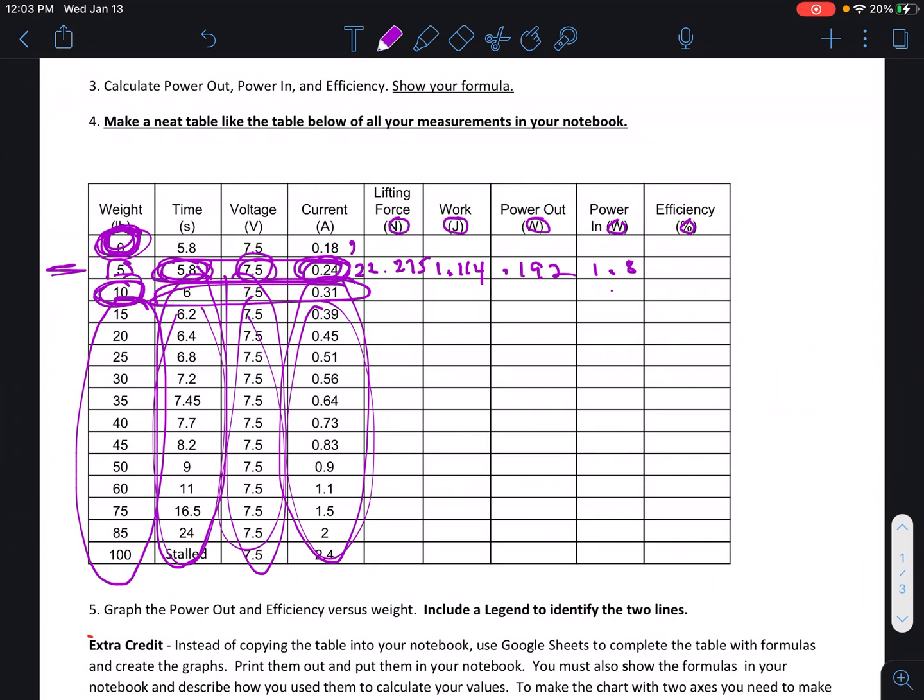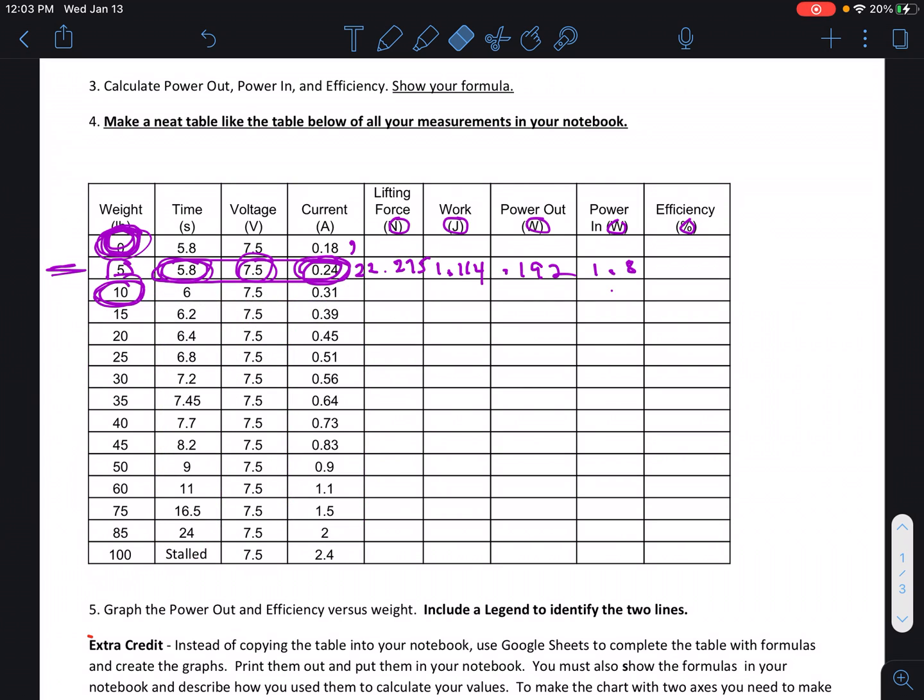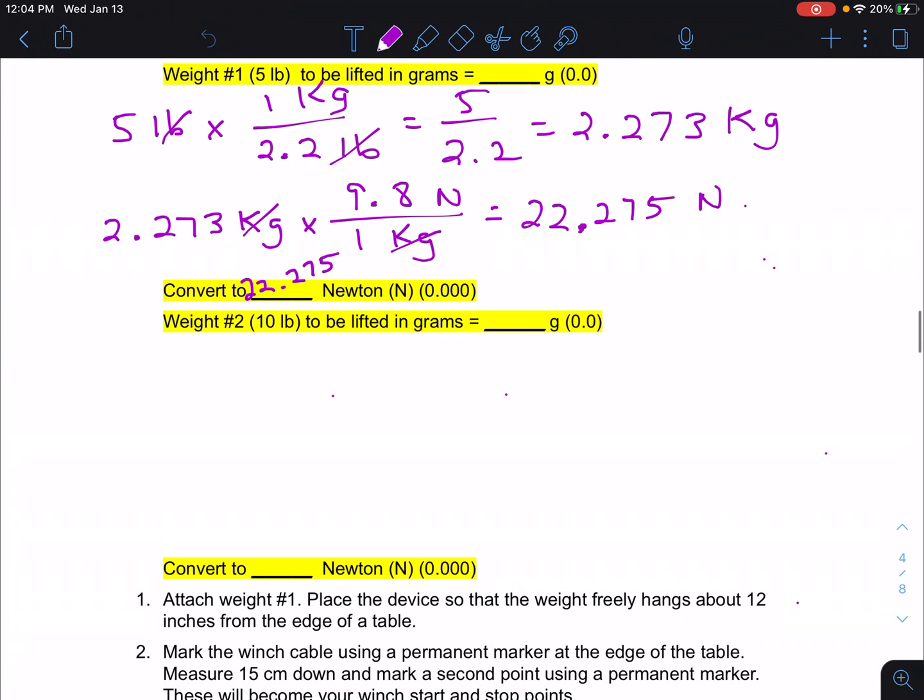These other rows that I already have circled, use all this information to do your calculations. For the 10 pound mass, we've got this information right here. It took 6 seconds. It was 7.5 volts, and the current was 0.31. So I'm going to use those numbers in doing the calculations. And again, you guys are going to use all the other numbers there to do the calculations for all the remaining ones. So let's convert, first of all, 10 pounds to newtons.